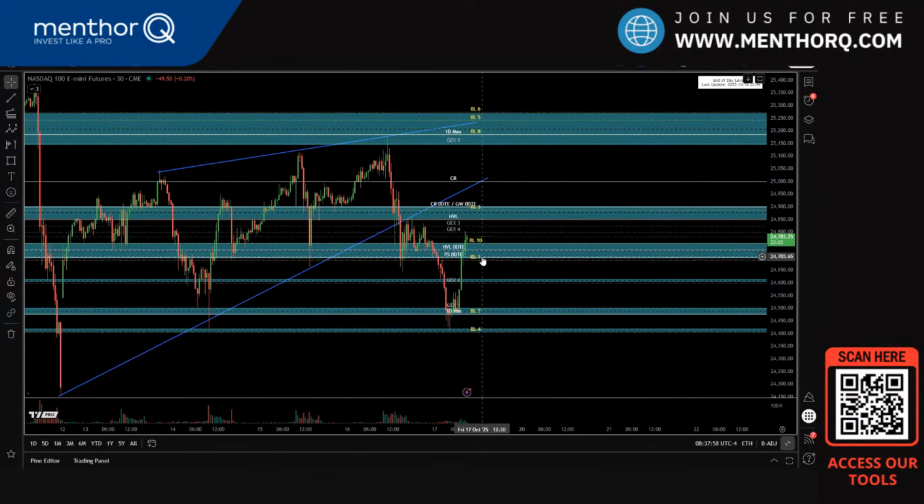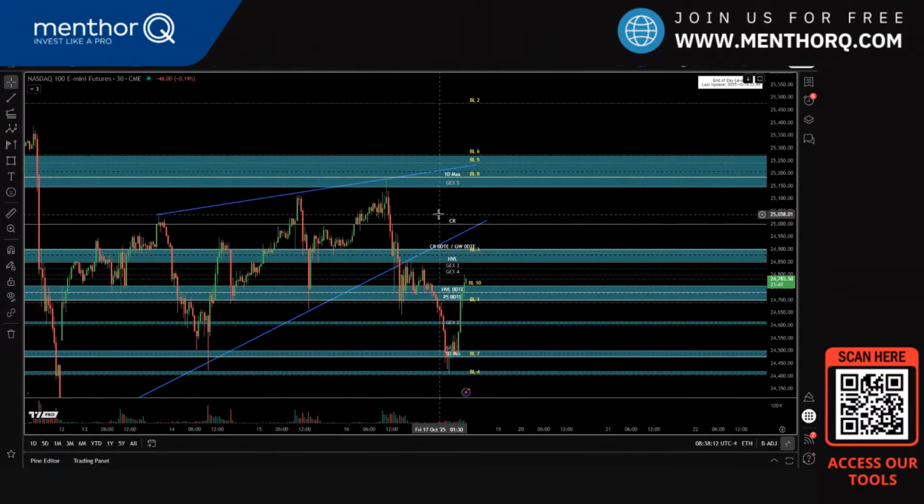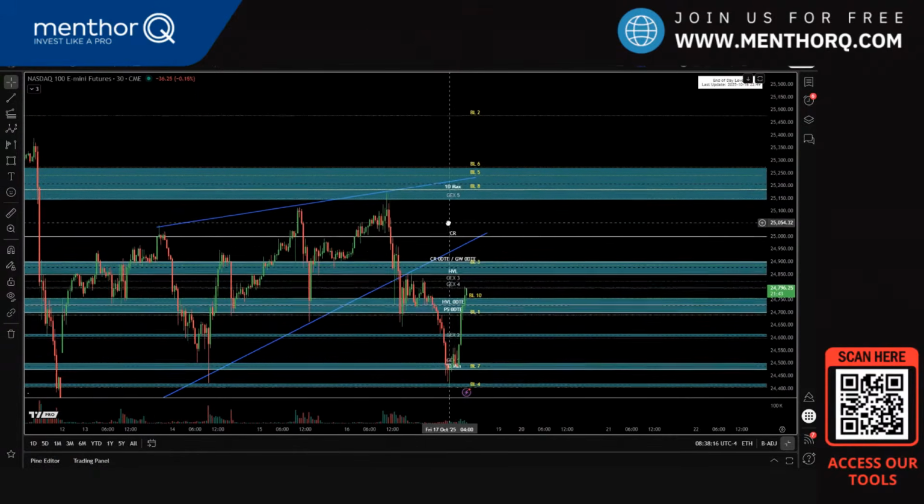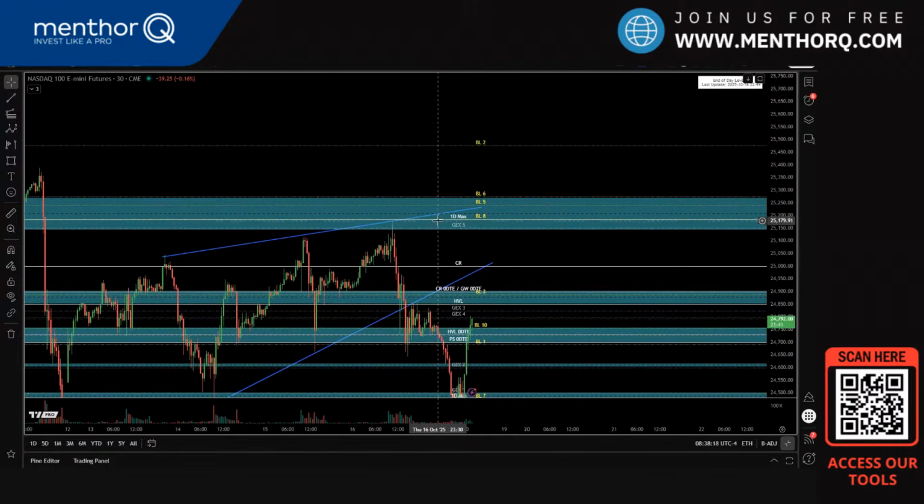The first one: blind spot 1, blind spot 10, HVL 0 DTE, and put support. The top of the range of this box: call resistance, gamma wall, blind spot 3, and HVL. Later, call resistance will be our first resistance, and another zone: GEX 5, 1 day max with blind spot 8, blind spot 6, and blind spot 5.